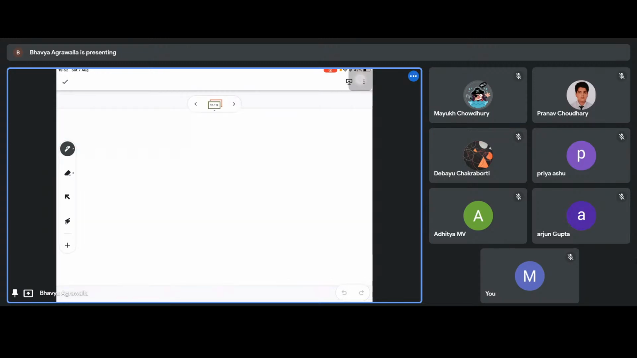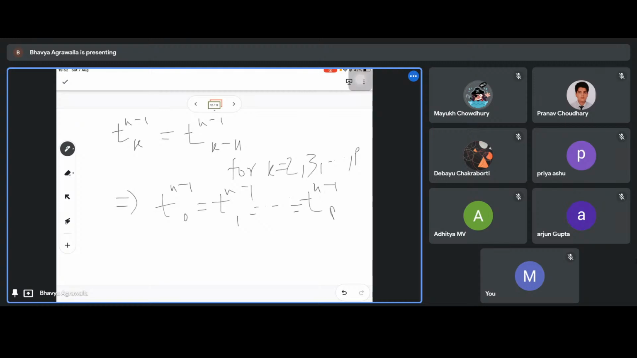How do you show that t of n minus 1 comma k is equal to t of n minus 1 comma k minus n for k equals 2, 3, ..., p? Why does this imply that t of n minus 1? In fact, I'll prove that this implies that t of n minus 1 comma 0 is equal to t of n minus 1 comma 1 is equal to t of n minus 1 comma p minus 1.